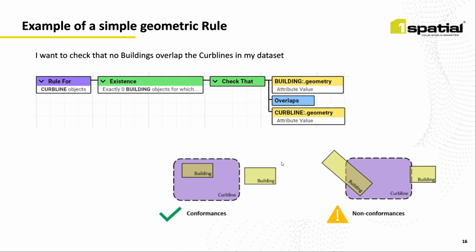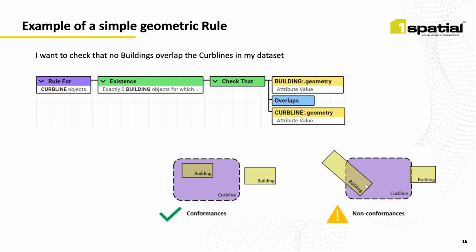So what that looks like in the actual data itself is something like this. We may see a curb line on the map, and we'll have a couple of buildings. This one happens to fall wholly within our curb line, whereas this one sits entirely outside of our curb line. So this particular curb line feature would pass that rule. That would be a conformance.